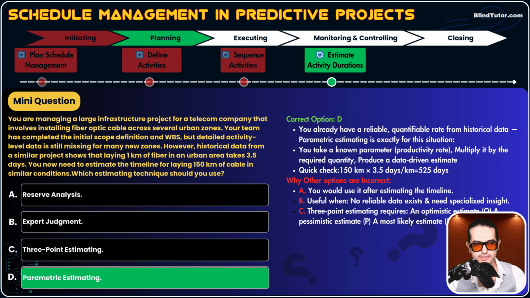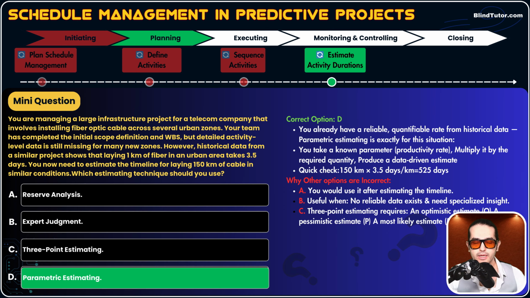For example, let's do the math for our question. 150 kilometers multiplied by 3.5 days, because each kilometer takes 3.5 days. We multiply it by 3.5 days, and that activity, laying down that fiber cable, will take 525 days in total. How did we get to 525 days? With the formula, with parametric estimation. This is precisely how parametric estimation works and helps us.